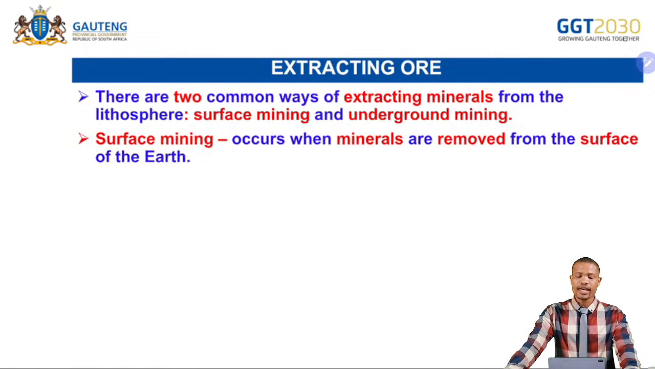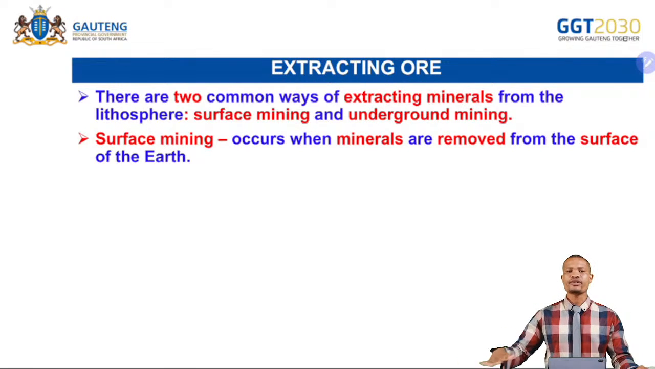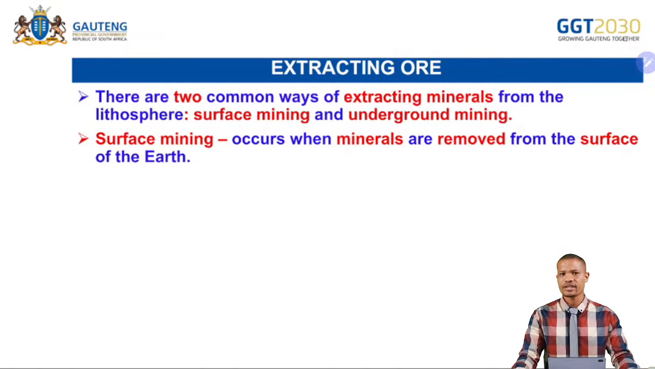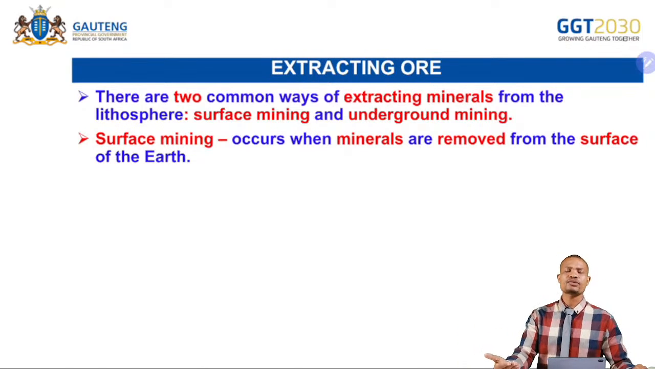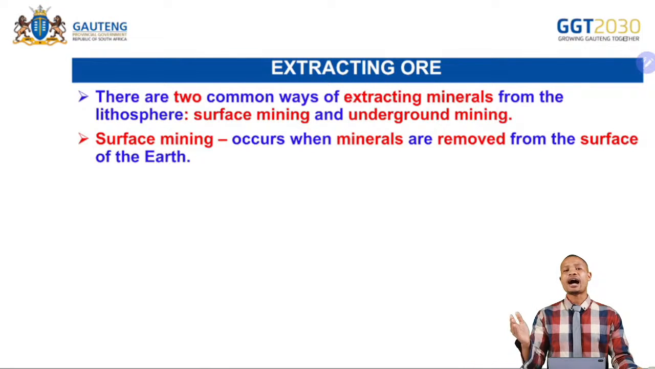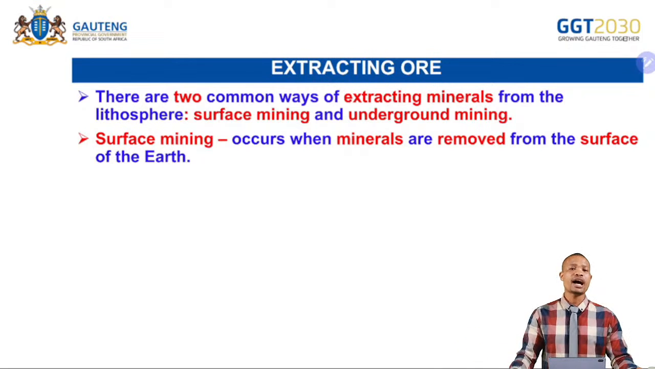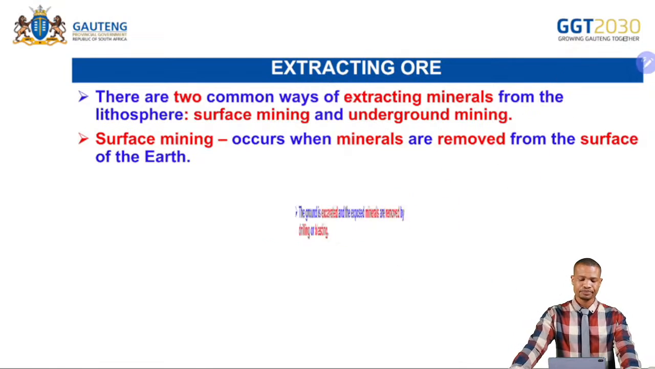Surface mining occurs when minerals are removed from the surface of the earth. Some minerals are close to the surface, or found on the surface, so those are easy to remove using whatever method we need, and that process is called surface mining. But some of them are hard to get because they are found underground, and those require methods slightly different to the ones we use on the surface.